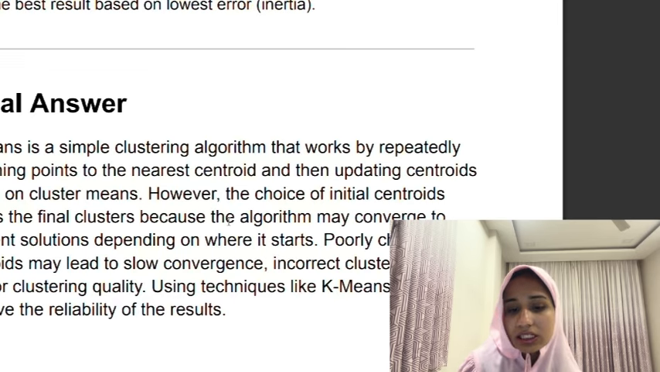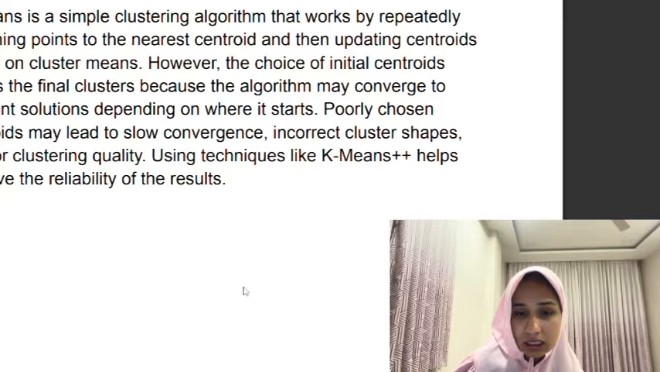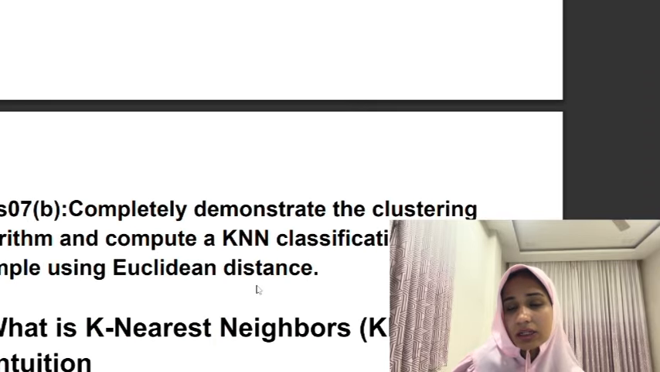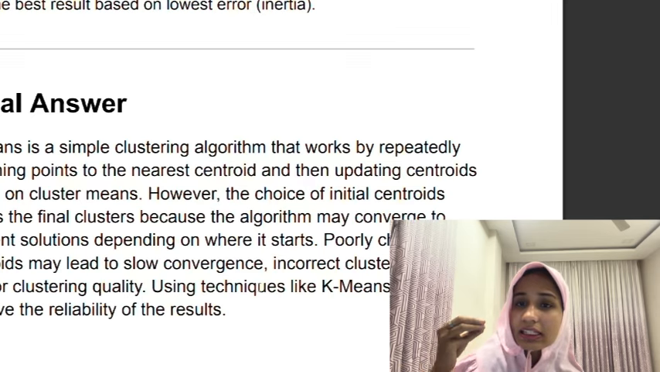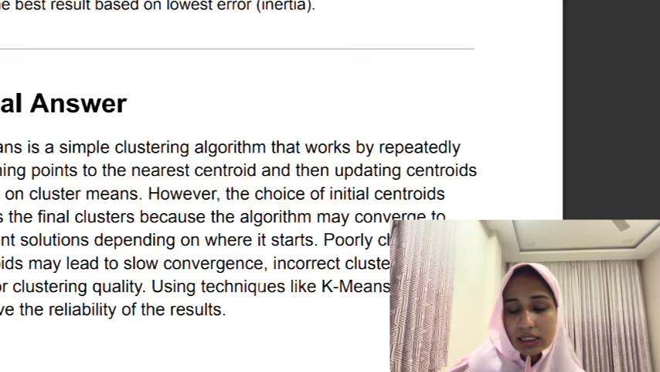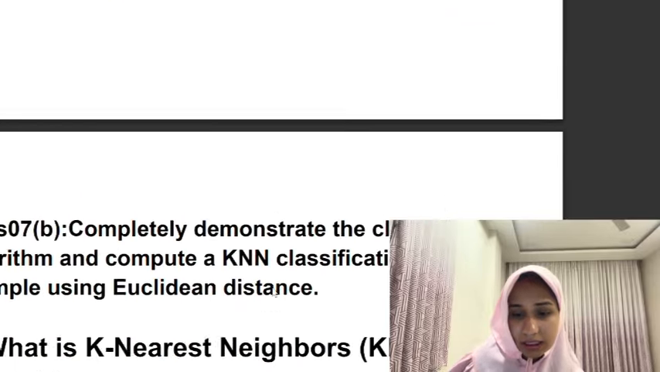However, the choice of initial centroids affects the final clusters because the algorithm may converge to different solutions depending on where it starts. Poorly chosen centroids may lead to slow convergence, incorrect cluster shapes, or poor clustering quality. Using techniques like k-means++ helps improve the reliability of the result. So this was part A of question number 7, where we understood what k-means clustering is and how the initial centroids influence our result. Now let's move to part B.